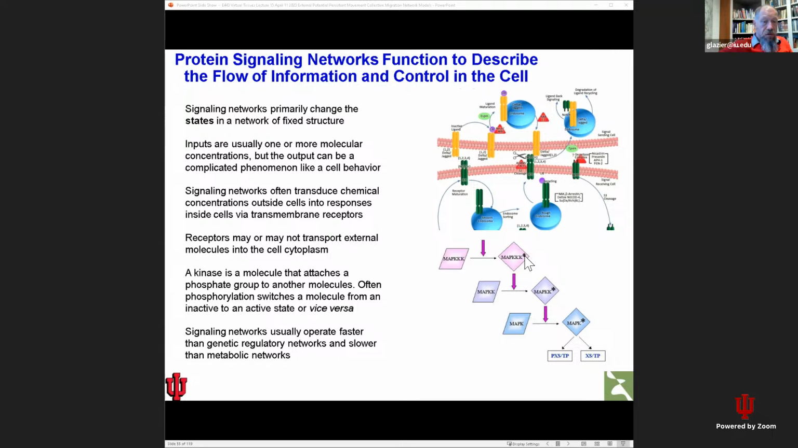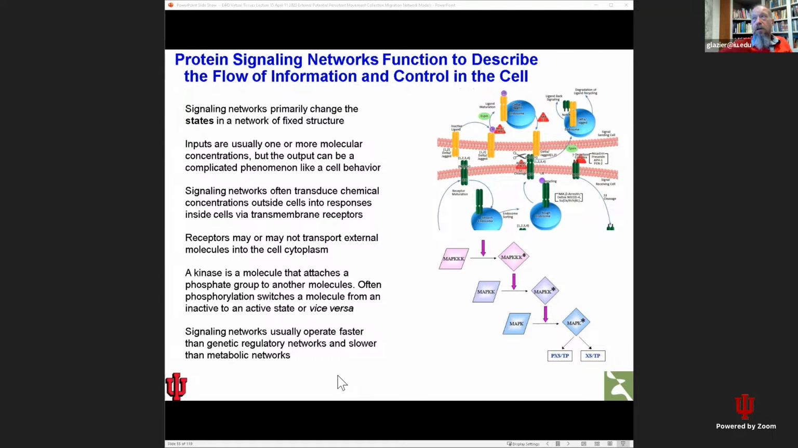Phosphorylated forms are often shown with a star. The phosphorylated MAP kinase controls a bunch of additional signals that lead to things like cell proliferation and motility.